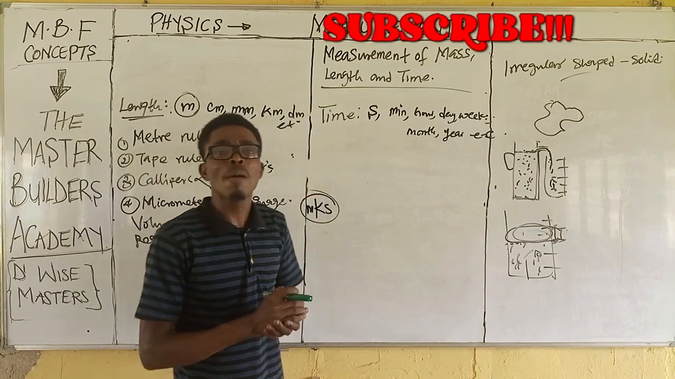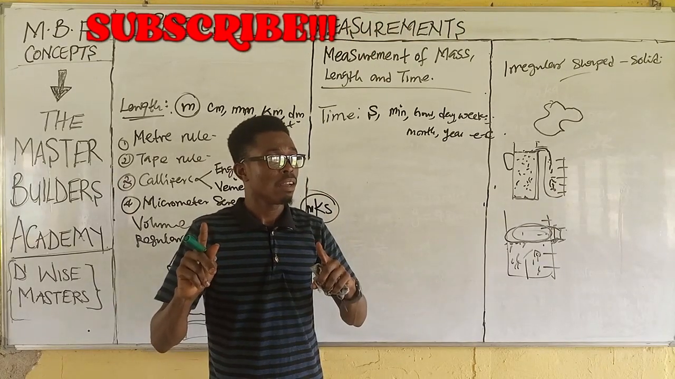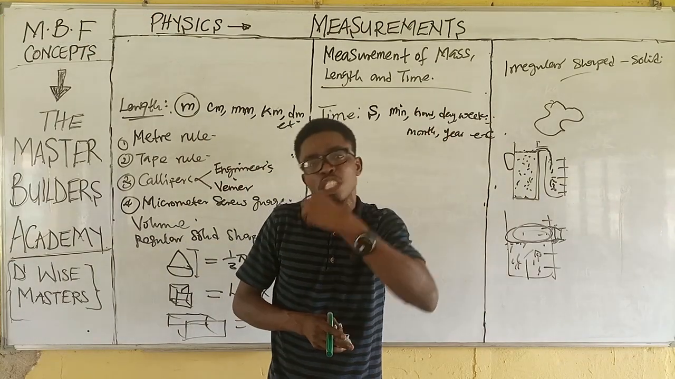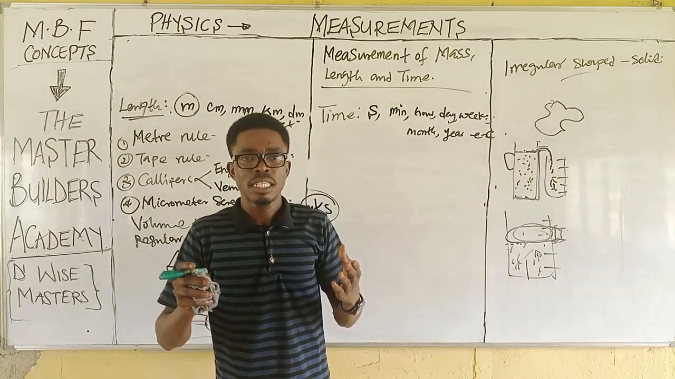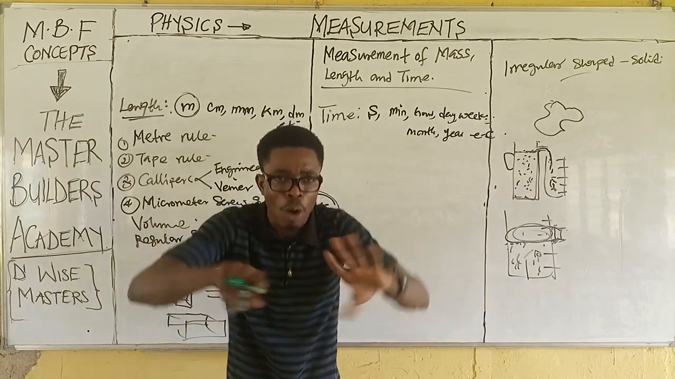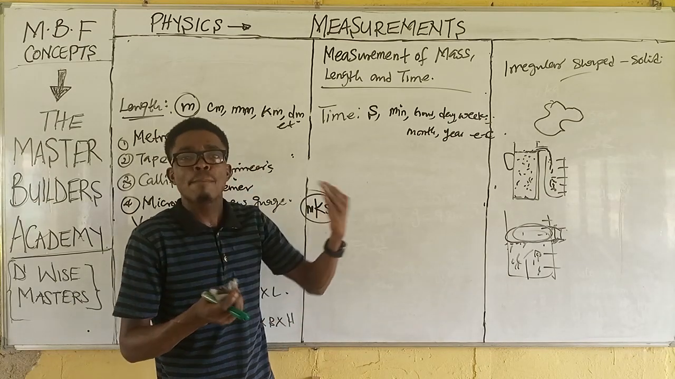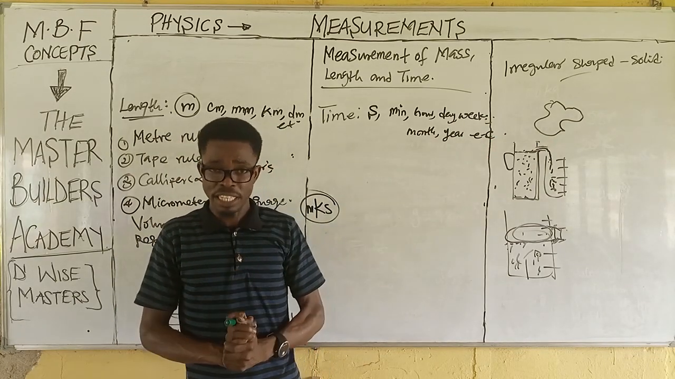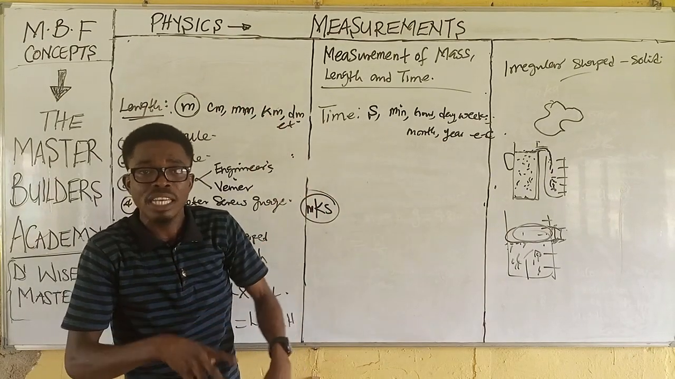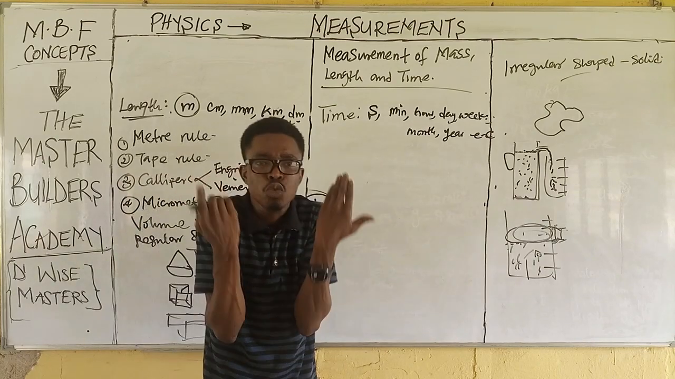Now, what is time? Time is the measurement of duration of an event. Time is the duration it takes for an event to be accomplished. So if, for instance, I say let me take my journey from Abuja to Kogi State, the duration it will take me to move from Abuja to Kogi State is what we call time.